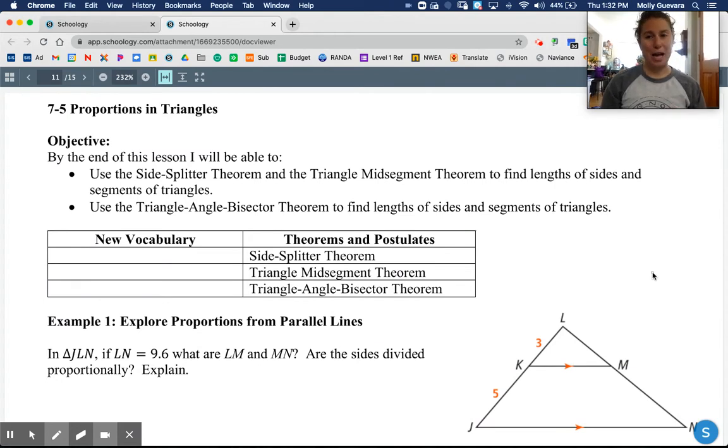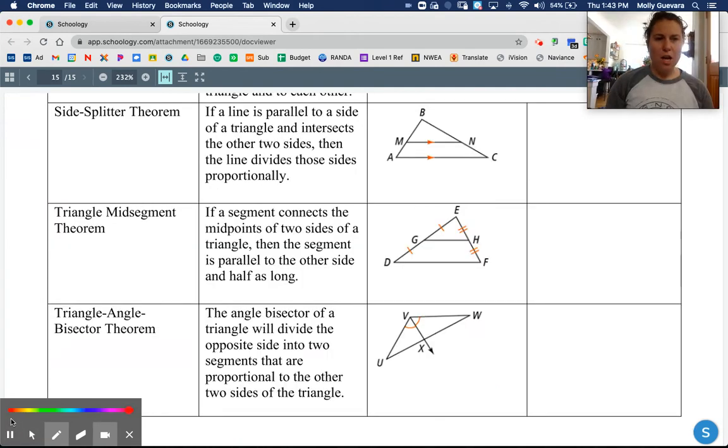So no new vocabulary today, but there are those 3 theorems that I just said that we do have to go over. So let's jump down to the last page in our packet of the theorems and postulates, and let's review those 3 theorems. All right, so here we are on the theorems page, and we're going to look at these 3 theorems for today. The first one is the side splitter theorem.